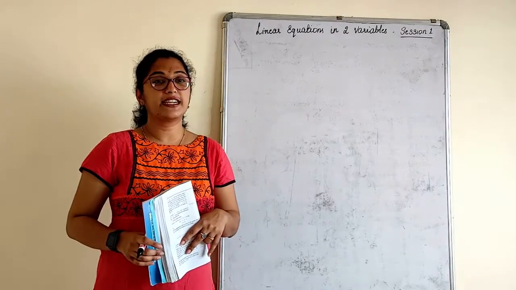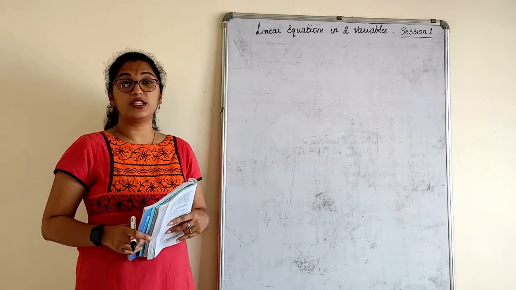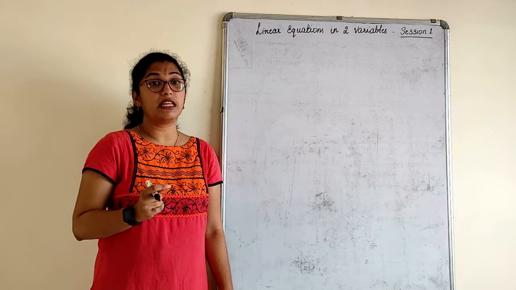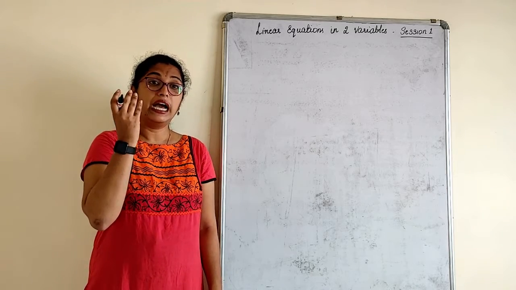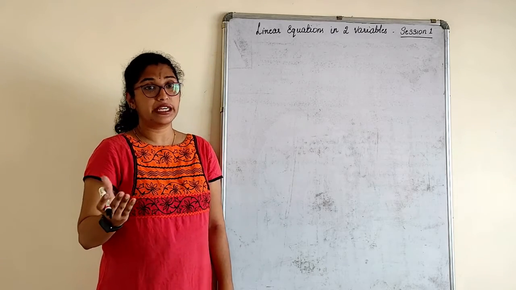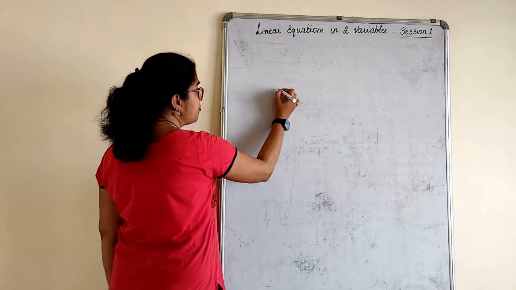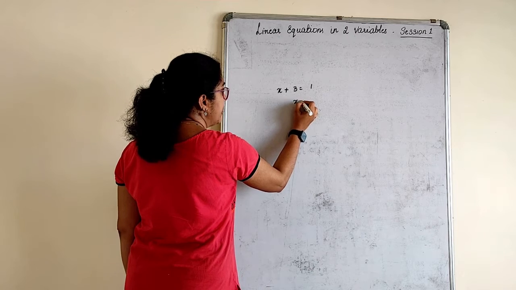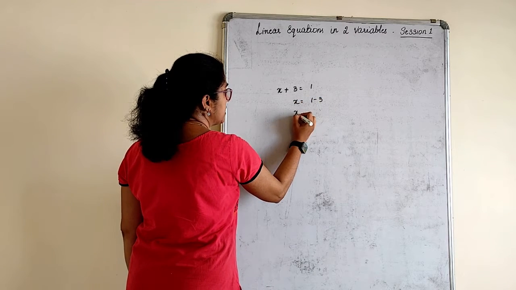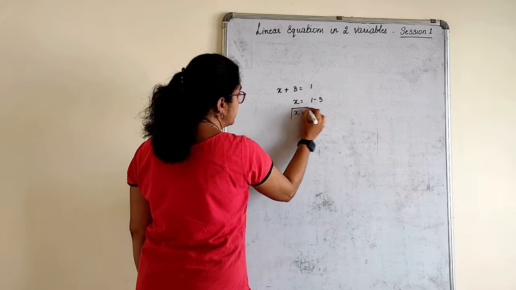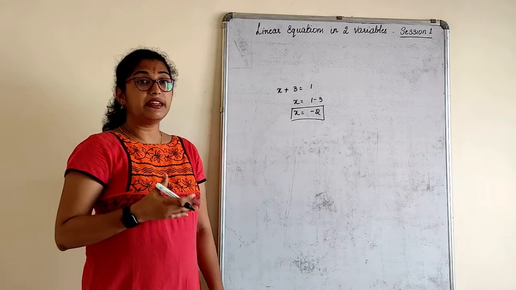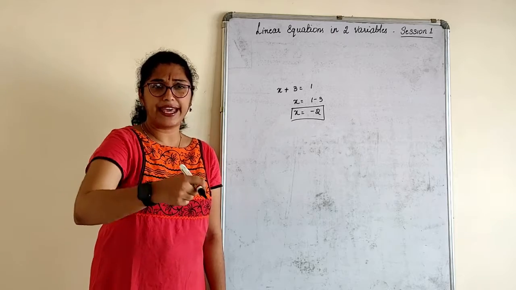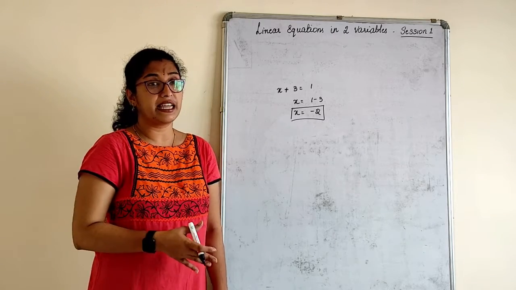Good morning. We will start a new chapter, linear equations in two variables. In standard 8 you studied linear equations with one variable and you found one solution for the given equation. For example, x plus 3 is equal to 1, x is equal to 1 minus 3, and x is equal to minus 2.